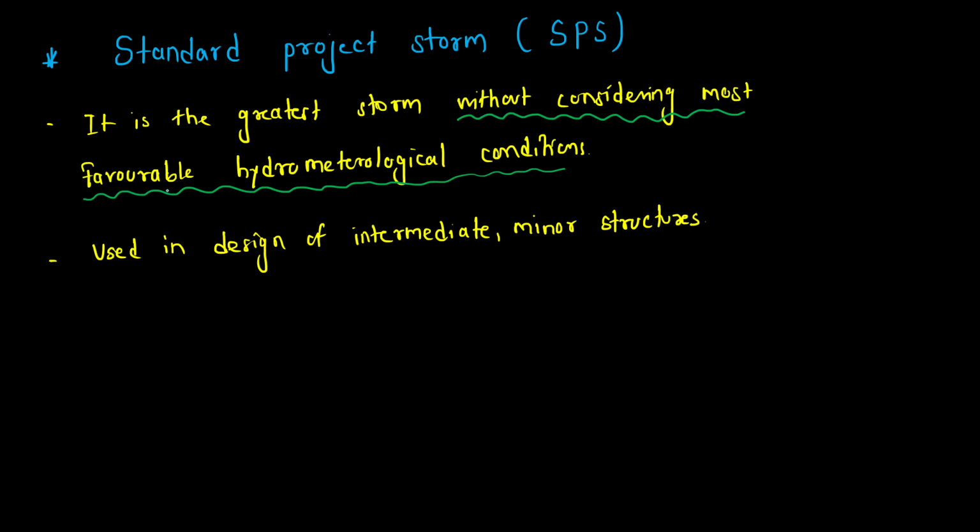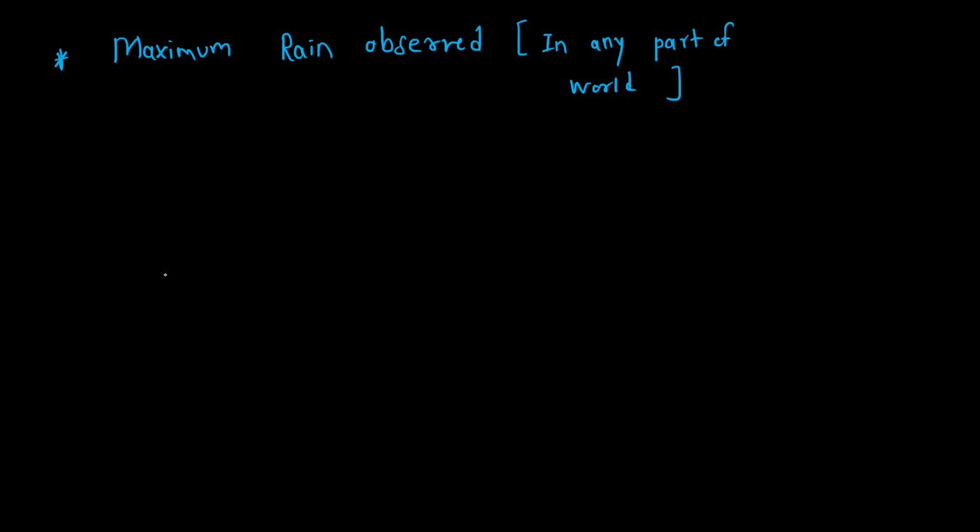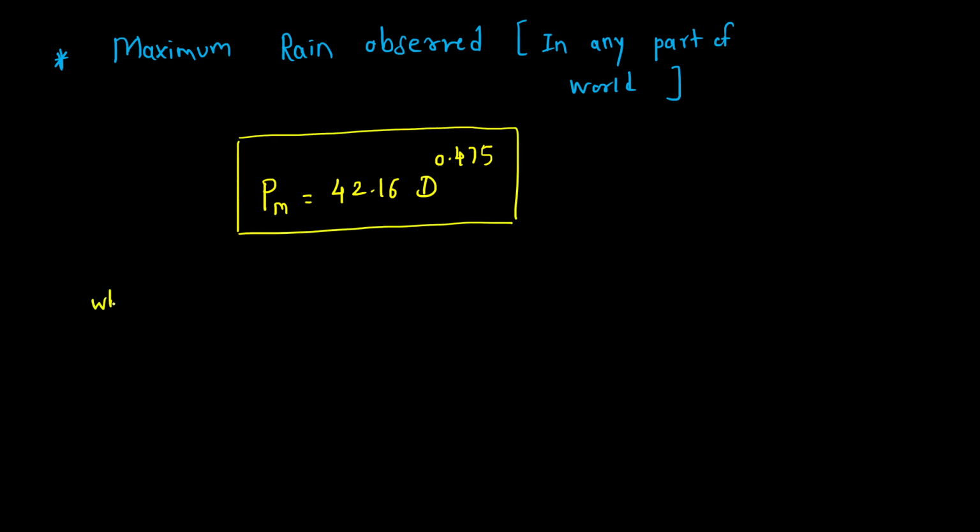Now there is one more definition here that was asked once in an IS exam. Okay, so that is maximum rainfall observed. Okay, so this is in any part of the world. So in any part of the world, if you want to find out what is the maximum rainfall observed, then you can use this formula. So this was asked once in the IS exam. Okay, so this maximum rainfall observed is equal to 42.16 into d to the power 0.475. In this the units are important.